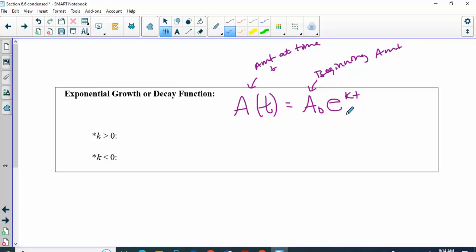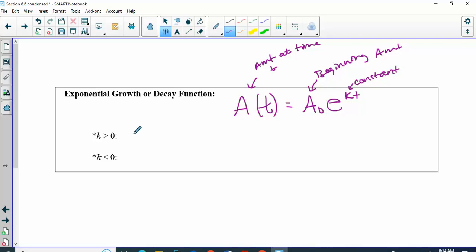E is a number on our calculator, k is a constant. You could use whatever letters you want. A of t is the amount at time t, and the A sub 0 is the beginning amount. And k is a constant.